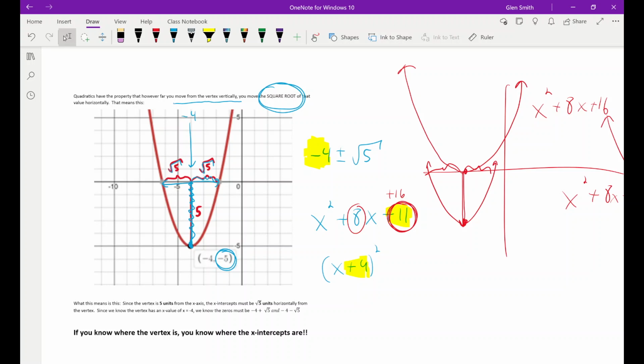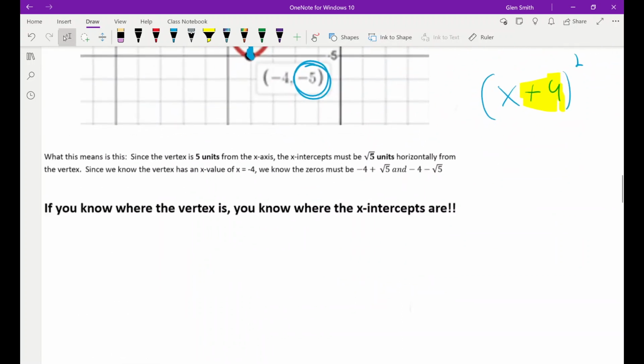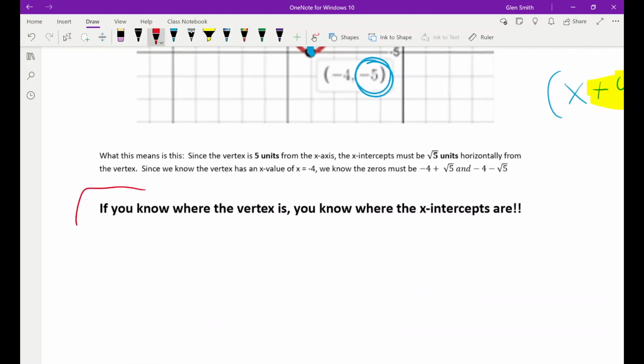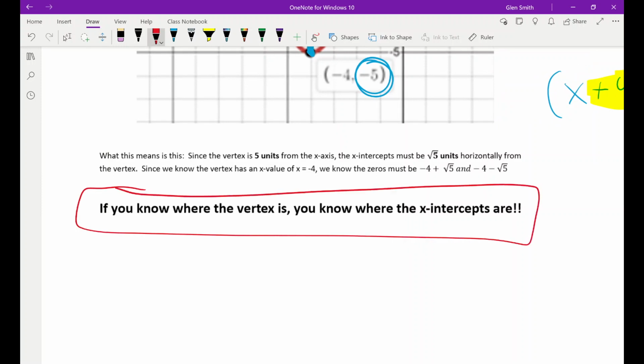And that's just a good skill to have. So the big secret, it's not really a secret: if you know where the vertex is, then you know where the x-intercepts are. And this is also very specifically for quadratic equations that have just a 1x squared out front.